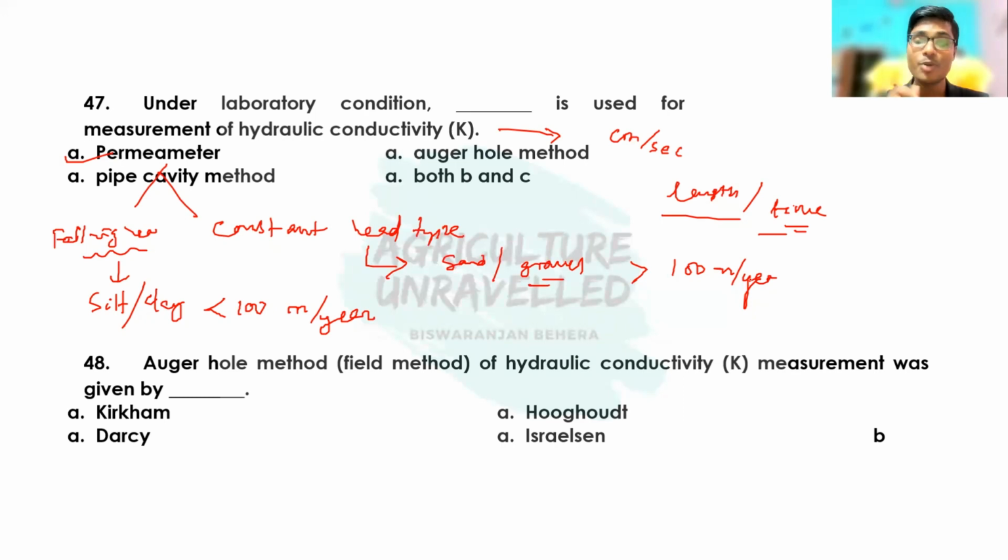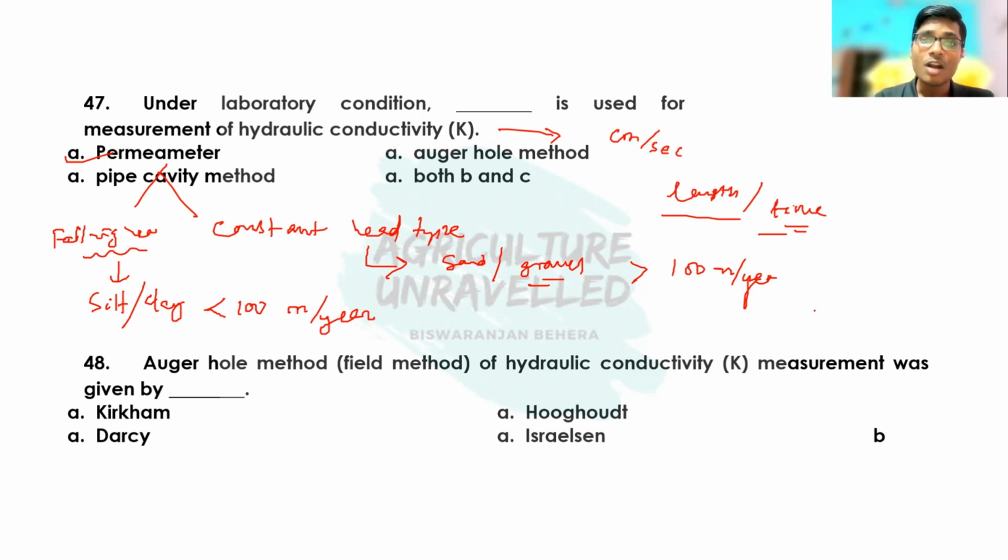But what is the limitation of this permeameter? The major limitation of this permeameter is, as it is used under laboratory condition, it may not truly represent the soil condition under the natural field condition. Because we have to collect the soil sample, we have to make the soil profile by making it compact. So during this compaction process, the actual soil condition under field and the soil condition under laboratory condition may not match. As a result, this permeameter may give some faulty reading under laboratory condition. So this is the major limitation of use of permeameter for estimation of hydraulic conductivity.